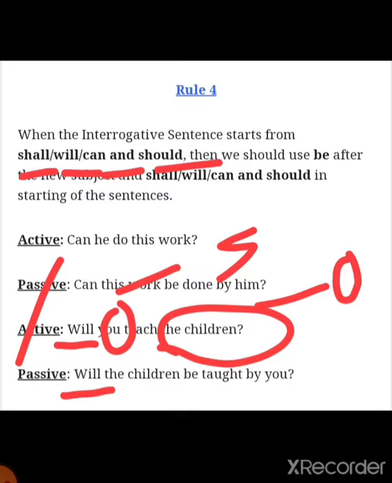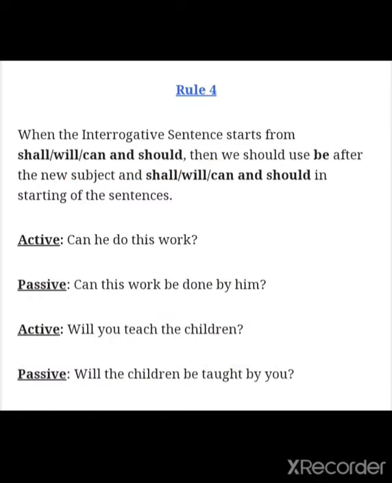Okay, so will, after that the children is the object, it will become subject, the children. After that be, because I told you wherever you will be using shall or will or can or should or would, you have to use be. After that the third form of the main verb, which here is teach. So what is the third form of teach? Past participle form of teach, taught. Teach, taught, taught. So, will the children be taught by you?